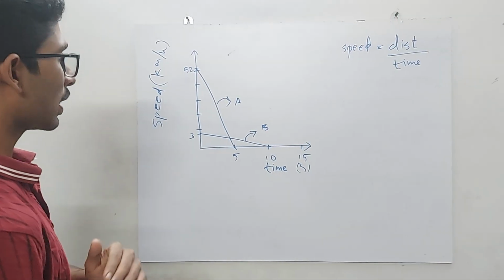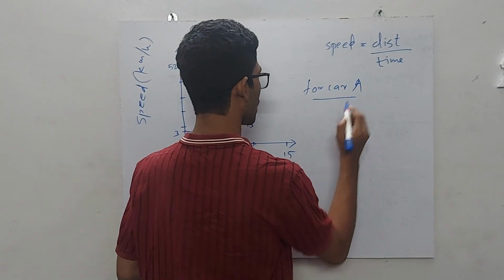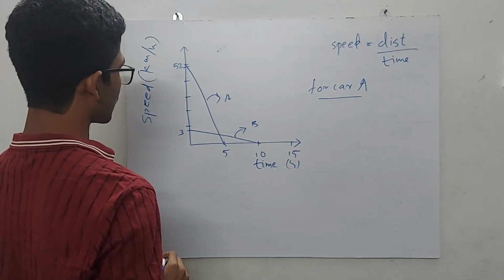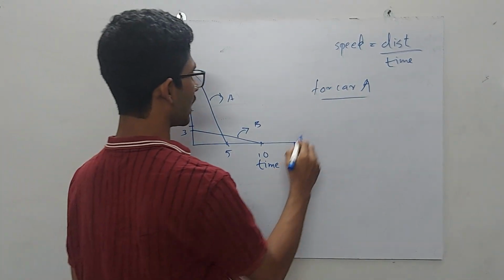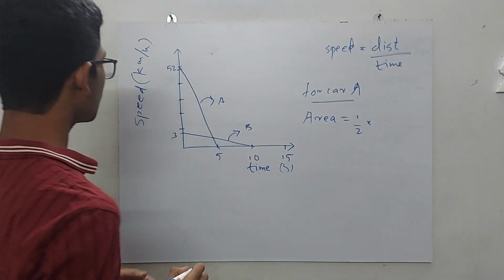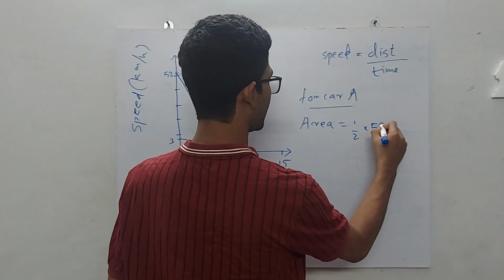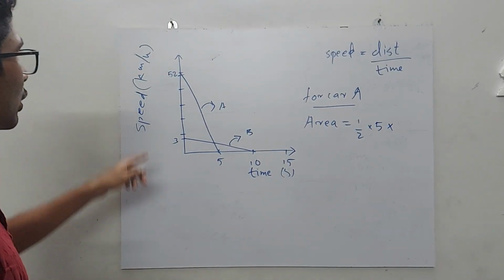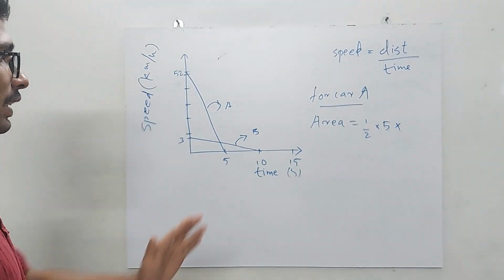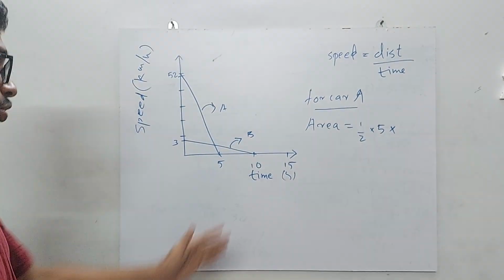For car A, we will calculate the distance. What is the area under this triangle? Under this triangle, the area is equal to half into base into height. The base length is 5, isn't it? And height is 52 km per hour. So we need to convert this 52 km per hour into meter per second, because we need to be consistent. Here the time is given in seconds. If the time was given in hours, we could directly substitute the values.